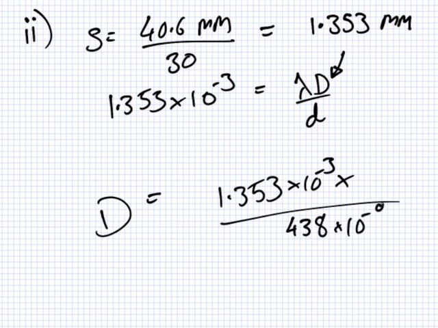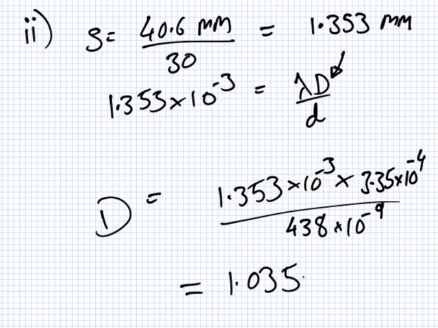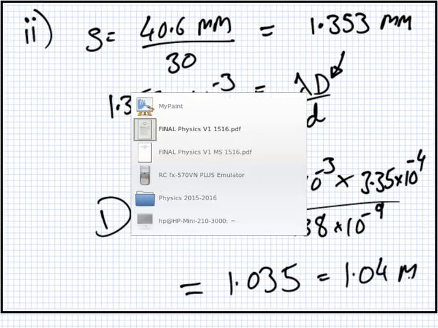And the d? 3.35 times 10 to the minus 4. Okay, so what does this work out as? 1.035. Or 1.04, whatever. But we have to read very carefully. Is the question how far? Lee, please listen.